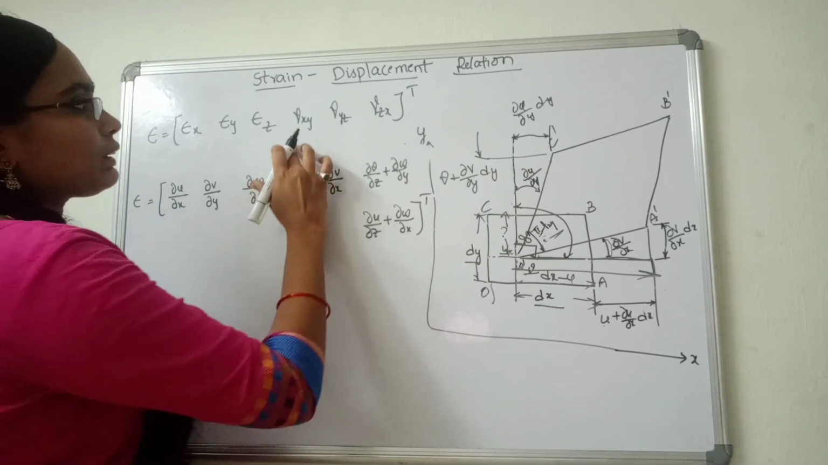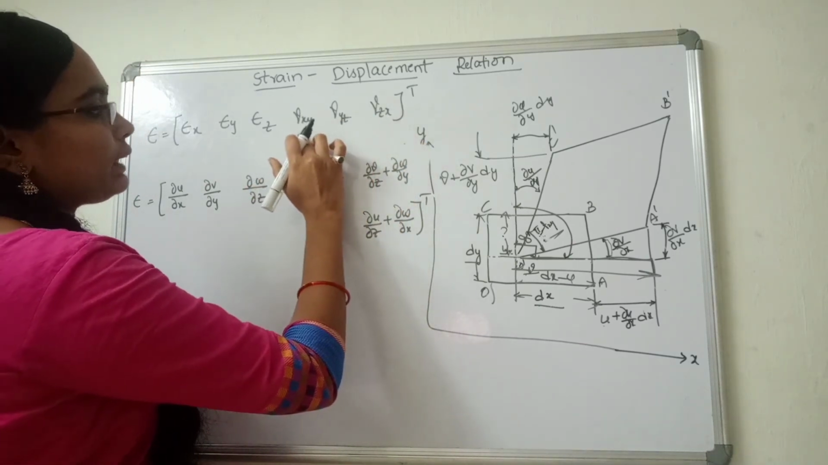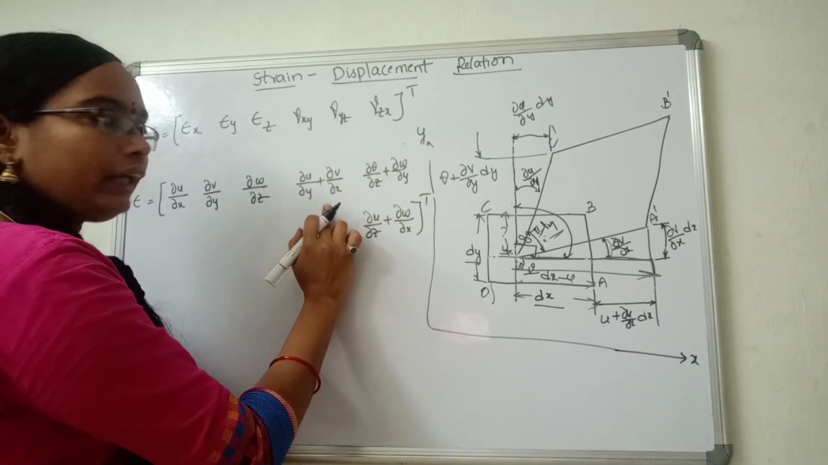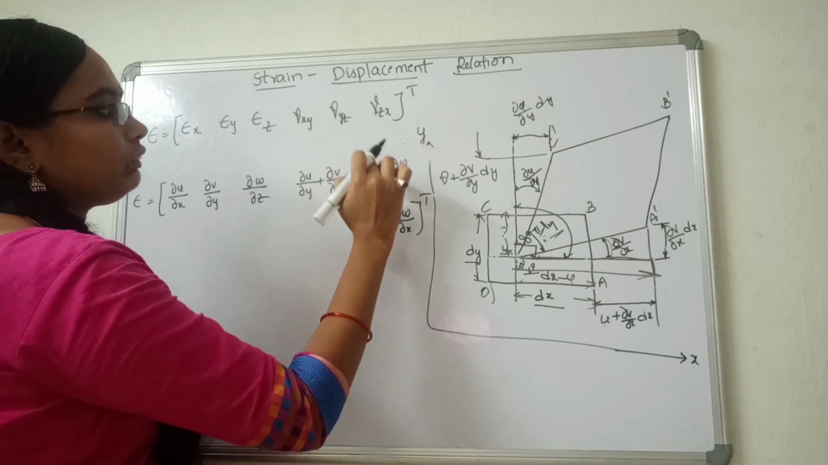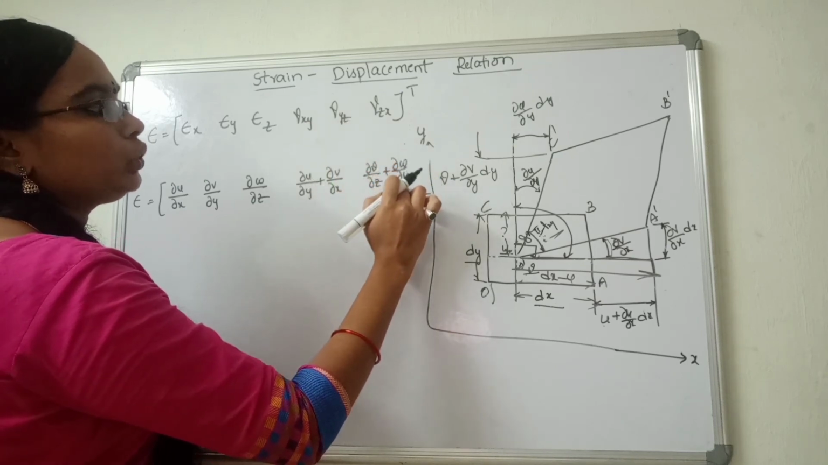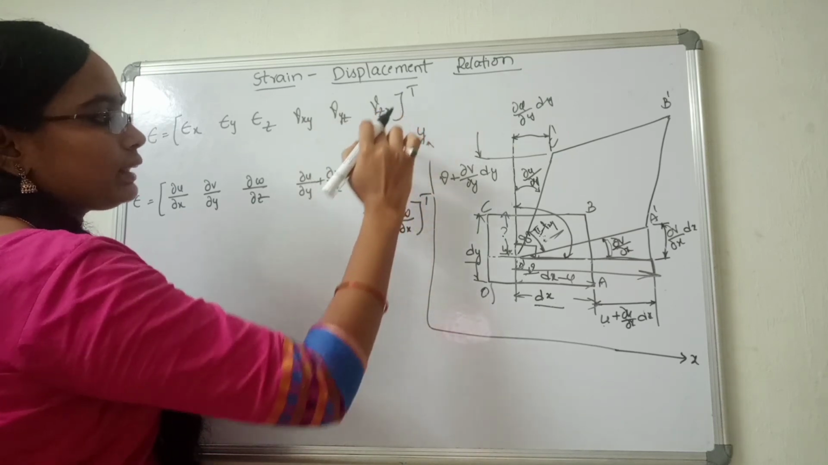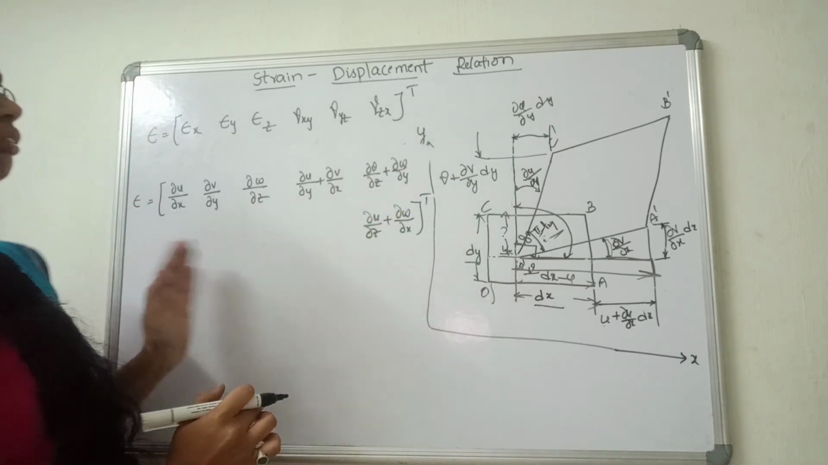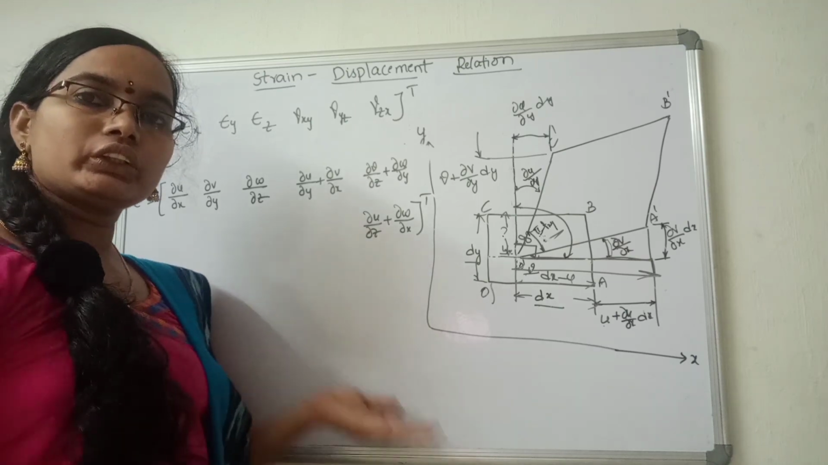If it is shear strains, gamma xy is equal to dou u by dou y plus dou v by dou x. Already we derived. Gamma yz is equal to dou v by dou z plus dou w by dou y. And gamma zx is equal to dou u by dou z plus dou w by dou x. So these are the relationships we obtained.